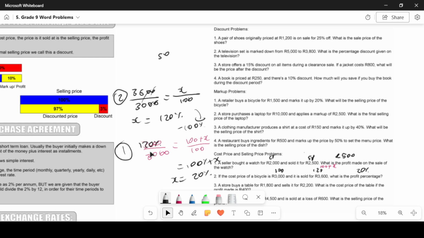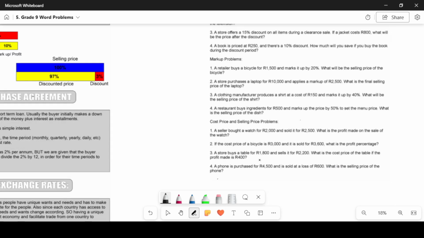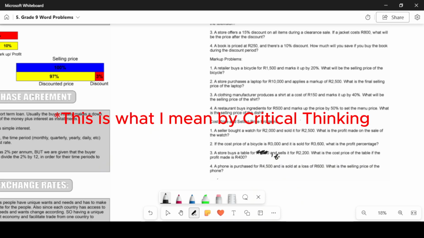Okay, very, very simple. A store buys a table for 1,800, sells it for 2,200. What is the cost price of the table if the profit made is 400? I think there's actually an error in this question. If a store buys the table and sells it for 2,800, what's the cost price of the table if a 400 profit is made? It's 1,800. Yeah, so there's actually an error with this problem. Okay, let's look at the next question.